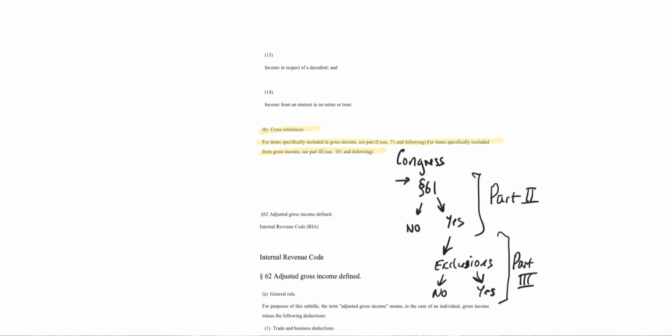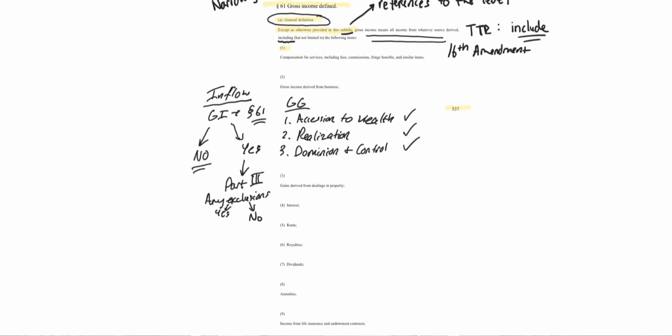Okay, so if you have like an annuity or group term life insurance, there's special rules that apply to those items. And then if you determine, hey, something is gross income under that test, then you go on to the exclusions. And you look in part 3 and say, are there any specific exclusions? If there's not, it's included in the tax return. But if there is an exclusion, it's not included in the tax return. It's not reported.